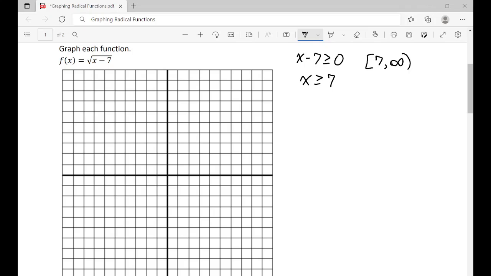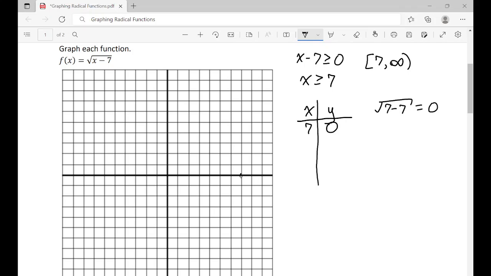That means the first number we can even pick for this function has to be 7, because it cannot be any lower than that. So in a table of values, I put in 7, and if I plug it in here, I get the square root of 7 minus 7, which is 0. So for my first ordered pair, I have 7, 0.